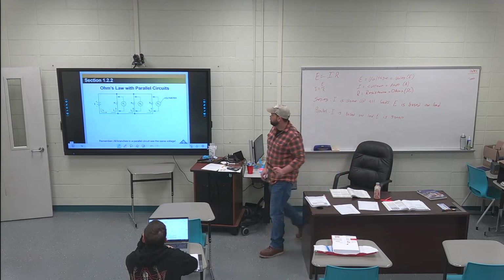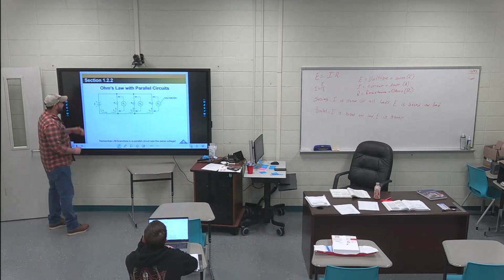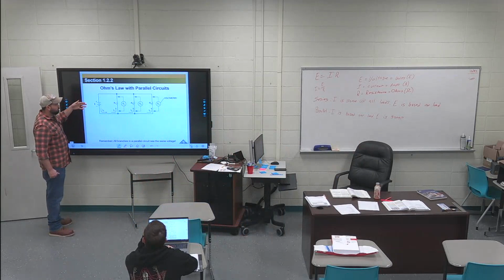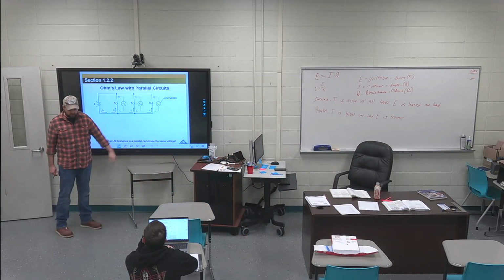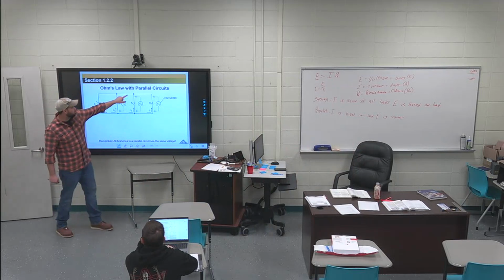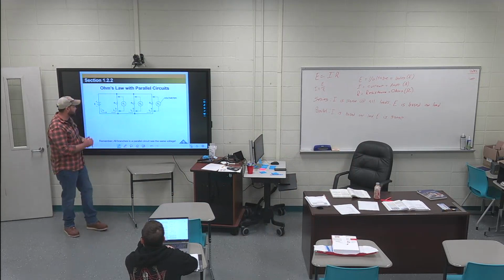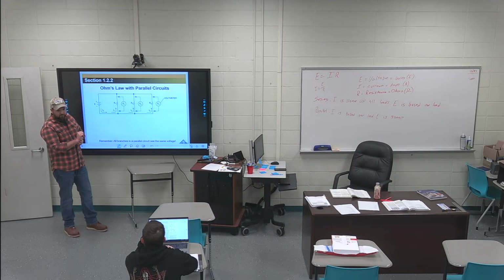So same thing, but different with parallel circuits. I can have a voltage here, and my voltage is going to be what for every resistance? The same. It's going to be the same because they're all connected to the same point, right? All connected to the same point on one side and all connected to the same point on the other side. What's going to be different?